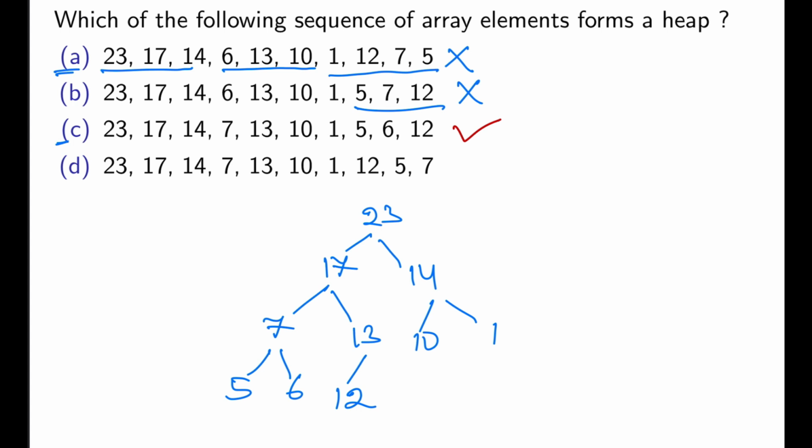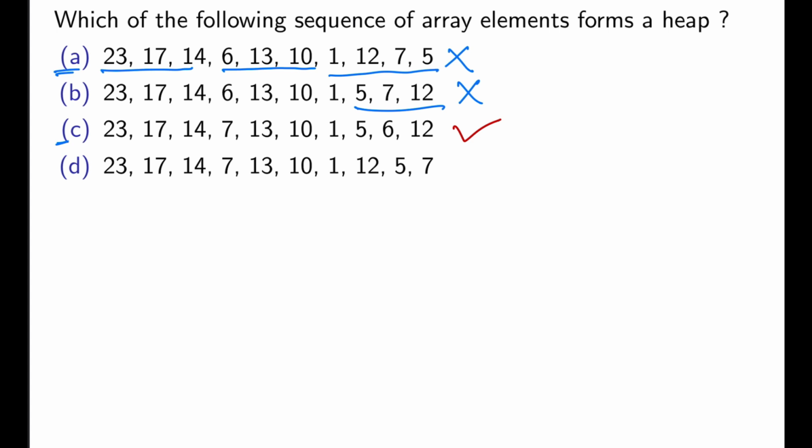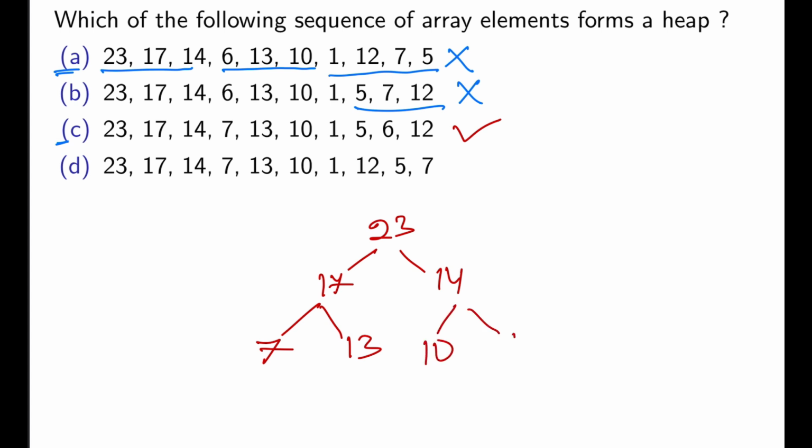Now we'll move to option D. You can check: 23, 17, 14. Then 7, 13, 10. Then 1. Then 12, 5. Then 7. Here you can see the property is violated. 7 is less than 12, so the heap property is violated. So you can say this one is not a heap.